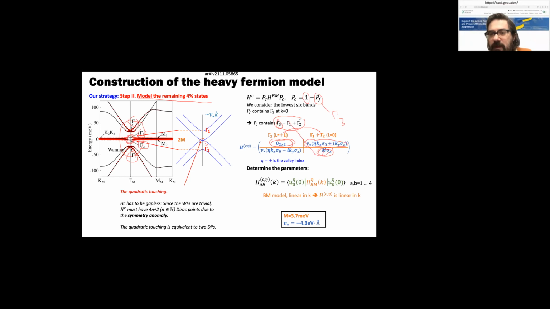is M. Okay, so now you can backtrack these, you can calculate these from first principles from the Bistritzer-MacDonald model, and you find these values. M is 3.7 milli-electron volts, and this v star is minus 4.3 electron volts times angstroms. Okay, this is basically close to the Dirac velocity. And this is the splitting of the gamma 1, gamma 2.